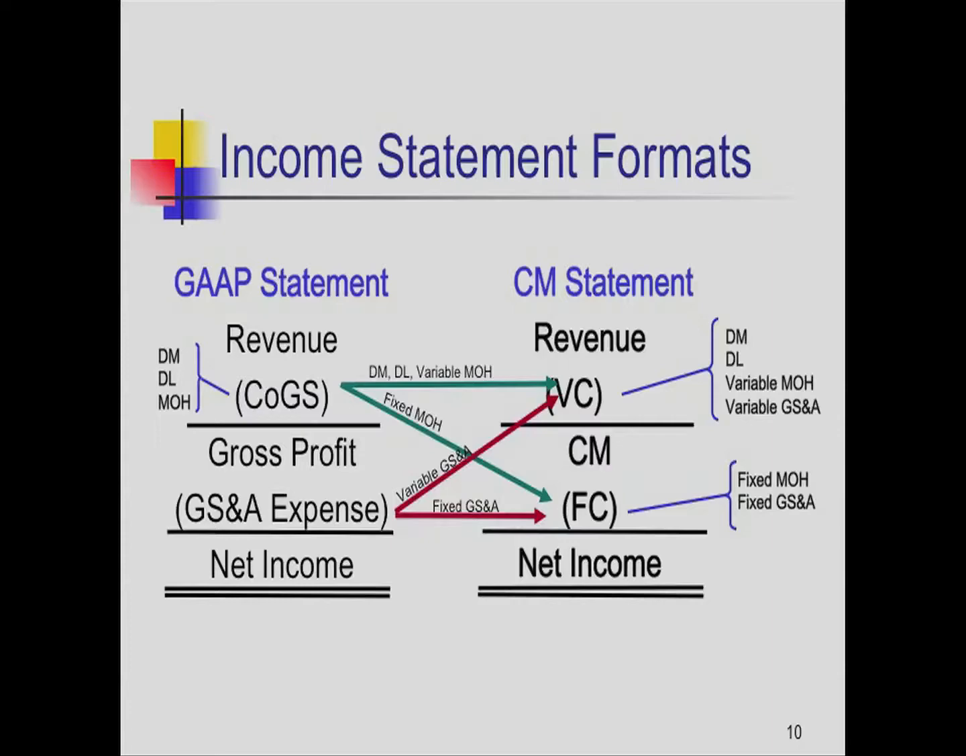Okay, so the costs that we have in the GAAP statement are the costs by function. When you look at that, we start with the revenue, and we subtract the product costs. The product costs are direct materials, that's the DM, direct labor, that's the DL, and manufacturing overhead. Now, direct materials are anything that goes into the product.